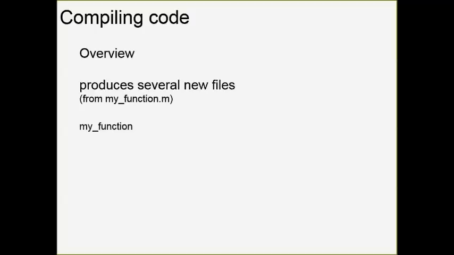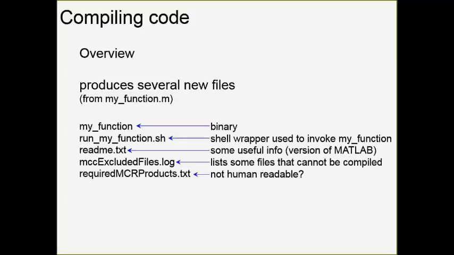Once you execute this command, it's going to produce several new files in the same directory. So you might want to cd to a new directory, or there's an argument that you can give mcc which will tell it to make these files in a different directory. If we assume that the code is called myfunction.m, then it'll produce one called myfunction, which is just a binary. It'll produce another file called run_myfunction.sh, so it prepends run_ and appends .sh. And then there are a few other files that, for our purposes, are not that important today. Today, we're just going to focus on these two files.